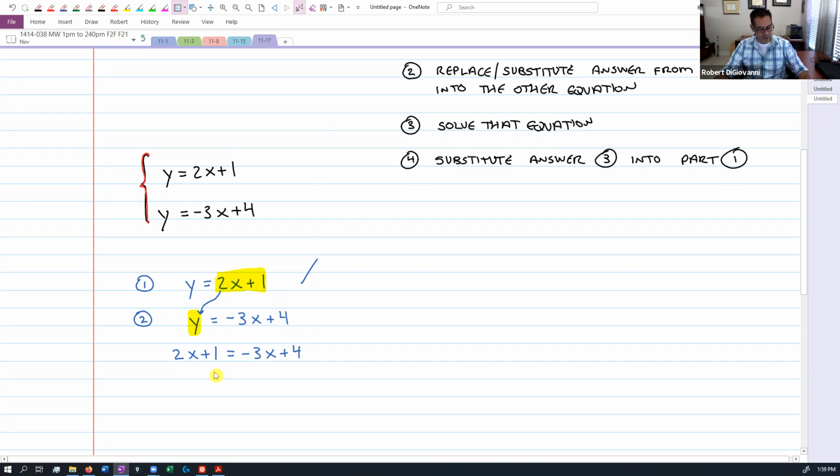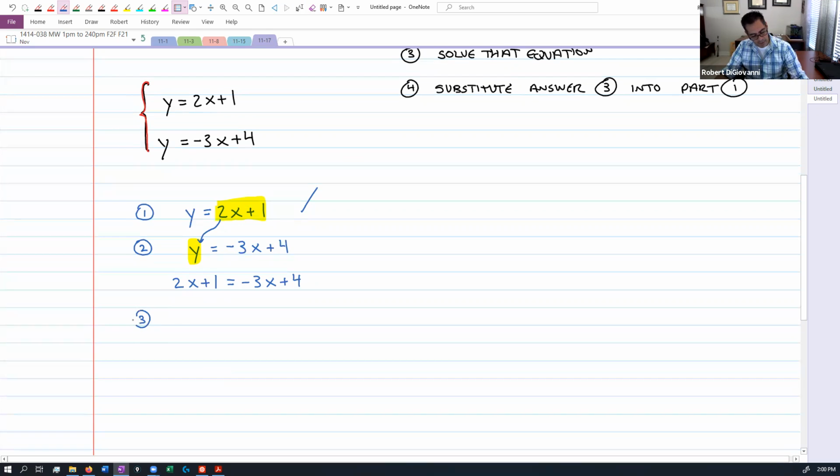Step 3 is to solve this equation. To do that, I'm going to bring all the x's to one side, all the numbers to the other side. So I added 3x on both sides. I subtracted 1 on both sides. And then divide by 5. So x is 3/5. I know what x is now, right?